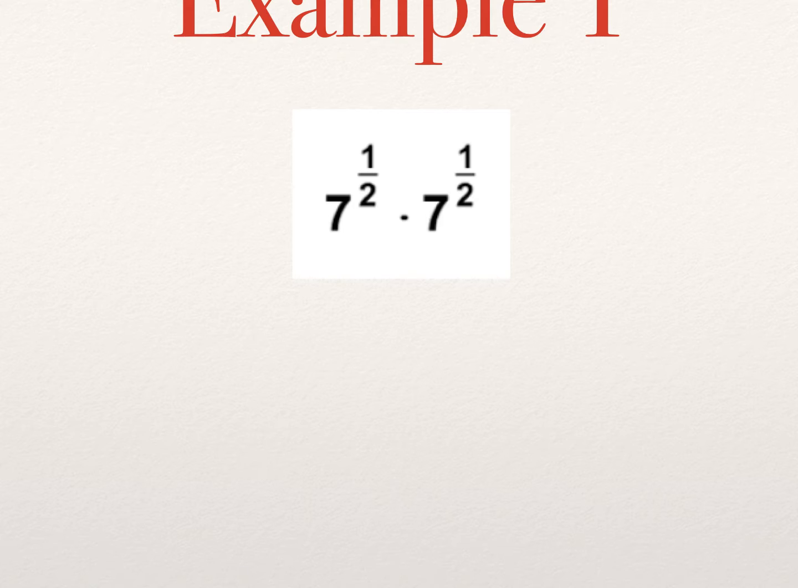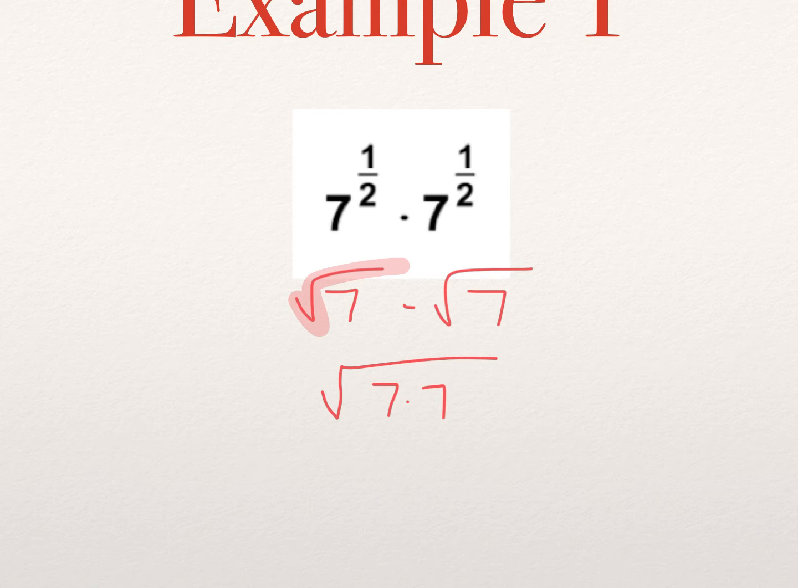What's 7 to the 1/2 power? The square root of 7. So we have the square root of 7 times the square root of 7. Do we have the same index here, the same radical? So can we combine these into one? Yep. So we would have the square root of 7 times 7. When your radical is the same, you can combine.